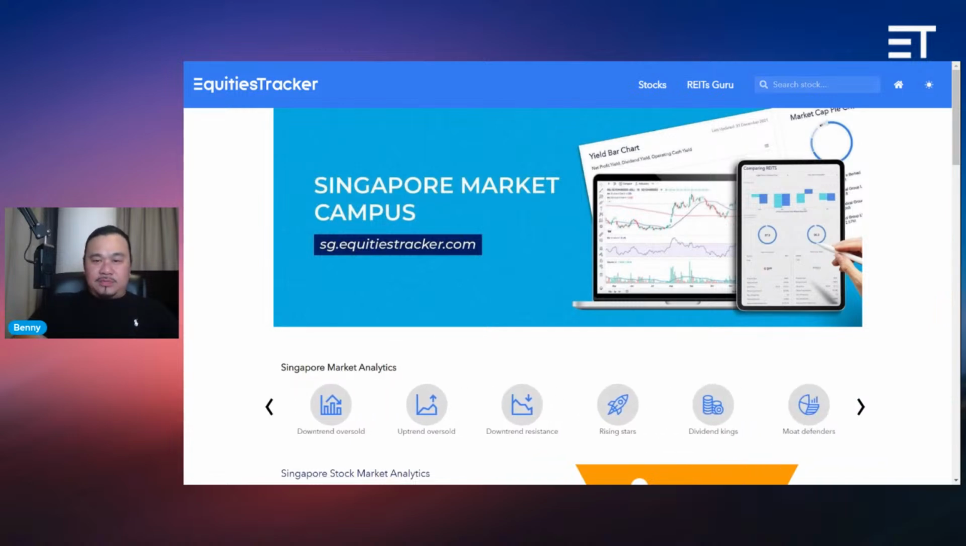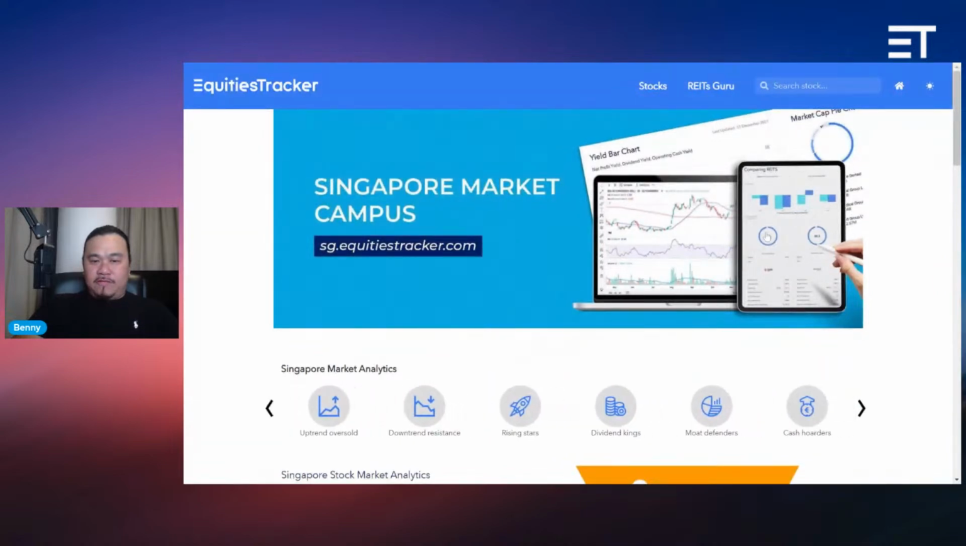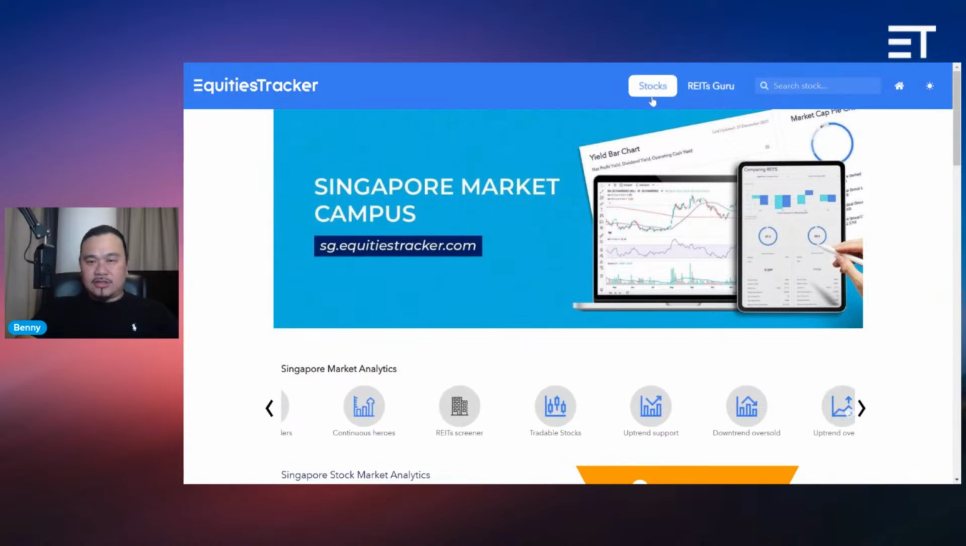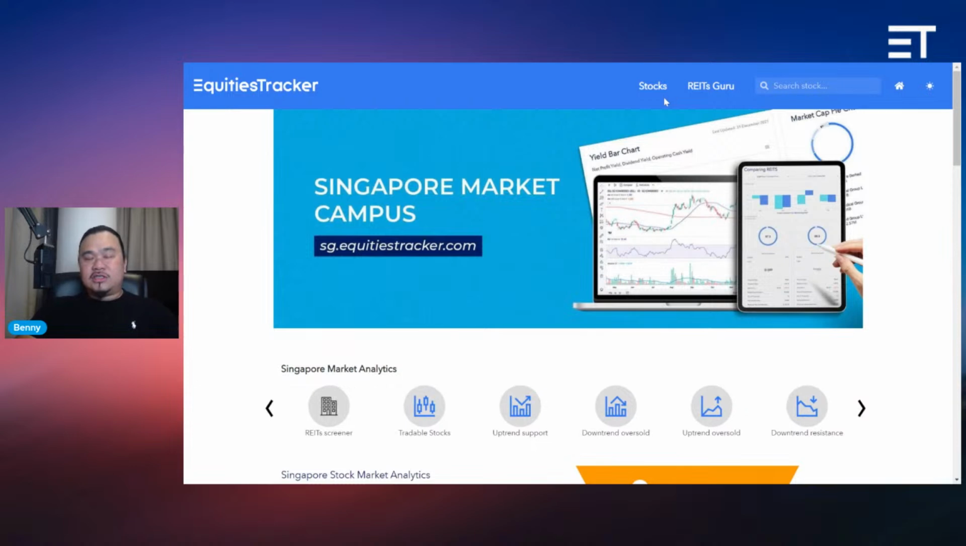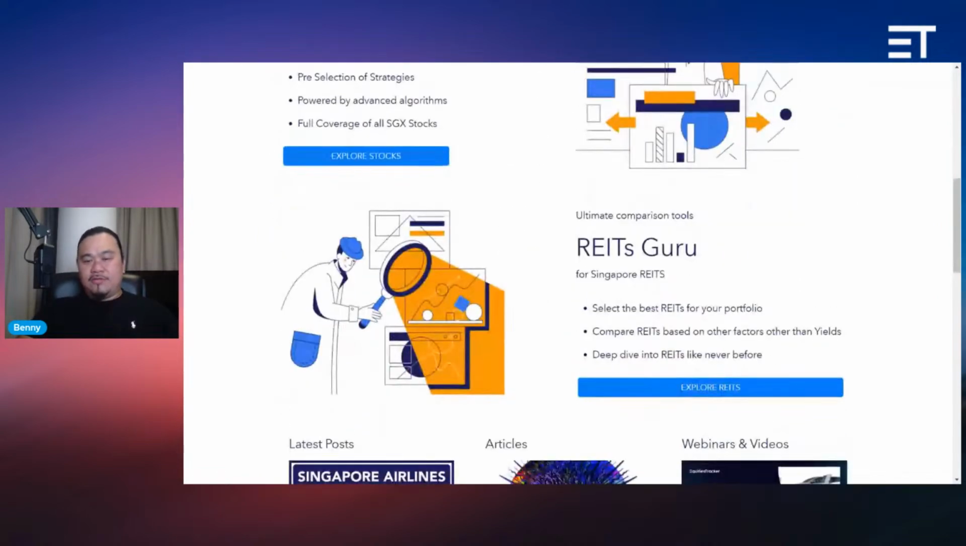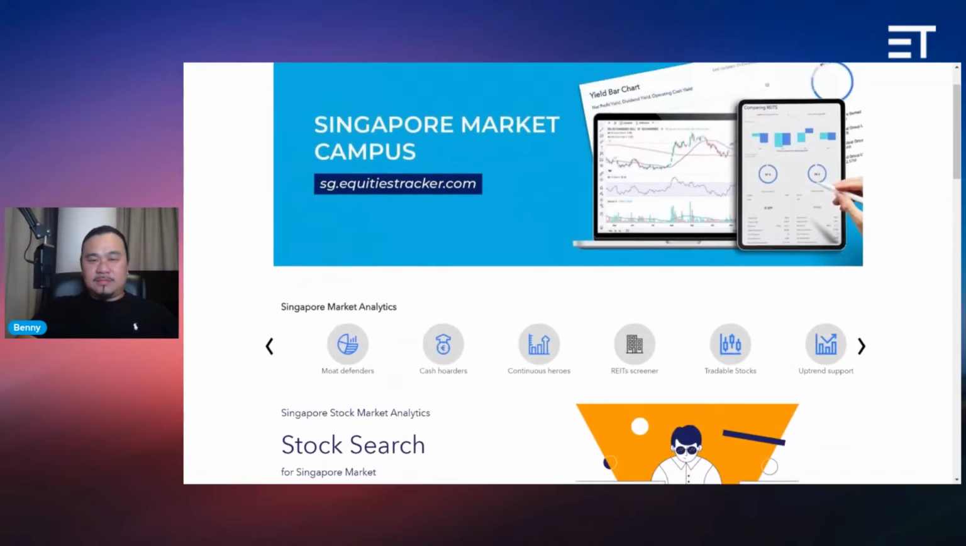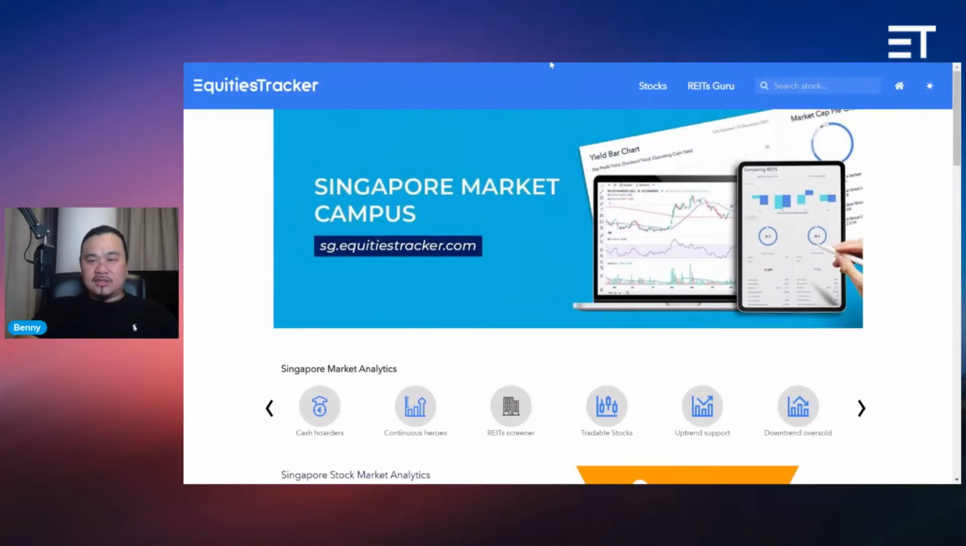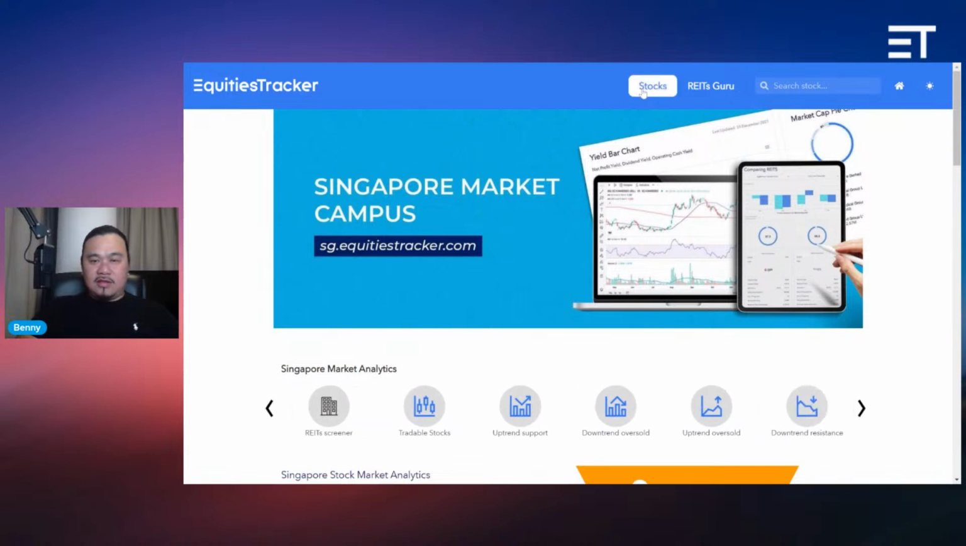I'm going to bring you through a few of the features on Equity Striker. If you look at the top part of the screen, you can see there's stocks and there's REITs. We divide stocks and REITs into two separate features because the way we analyze REITs is completely different from how we analyze stocks. I'll go through the stocks first. If you browse at the bottom, it's also basically stock search and REITs. You can click on the first item of the menu that says stocks. That's where you look for investing ideas for stocks.